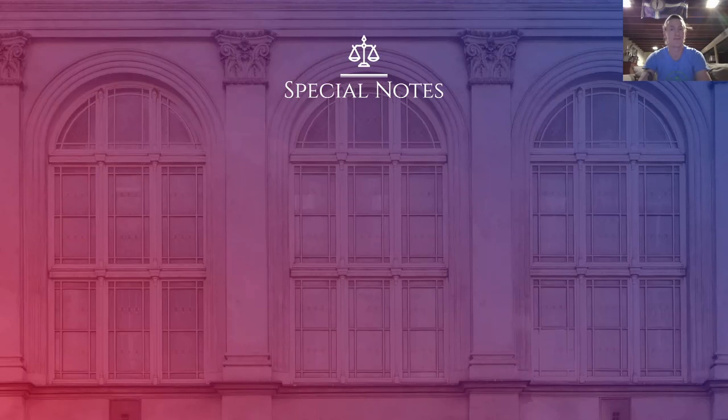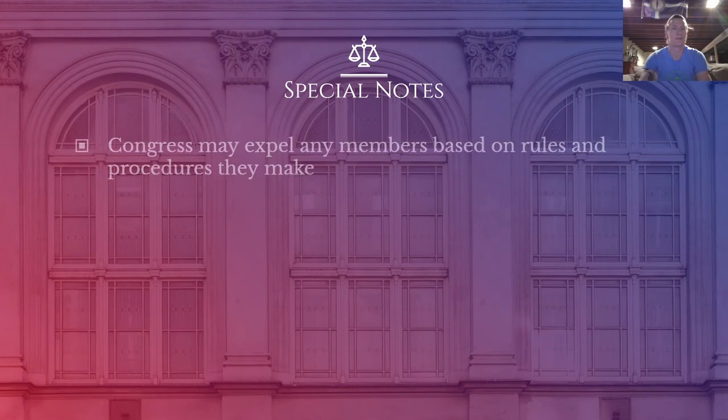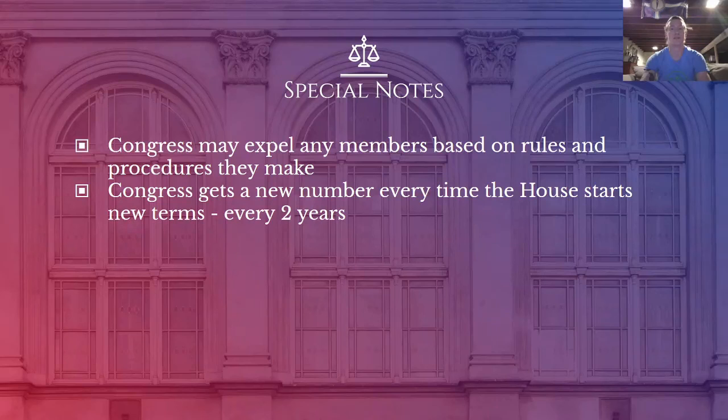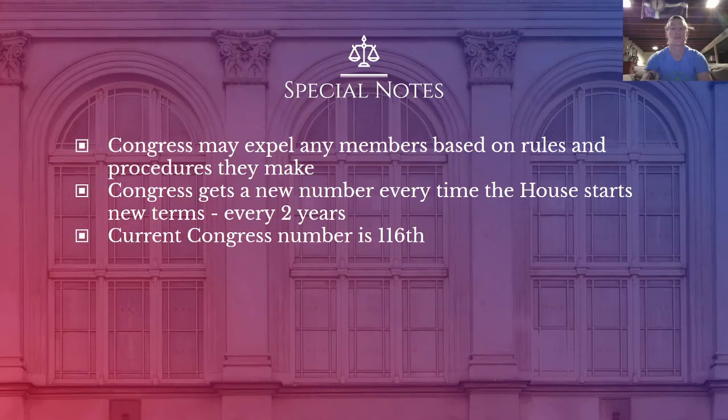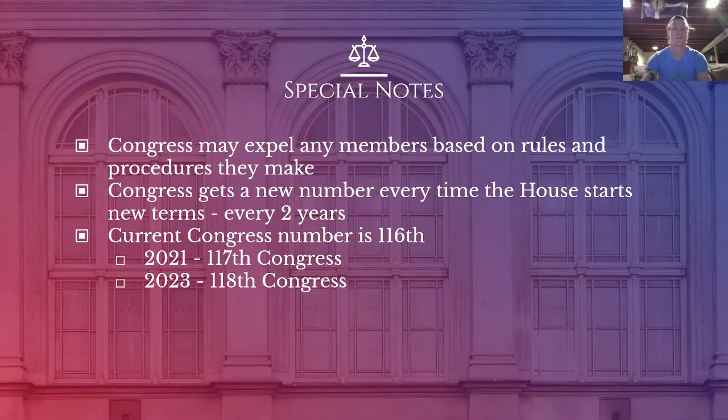Now, special notes before we end this up. Congress may expel any members based on rules and procedures that they all make. All right, so they're going to round up in an area, and this is what we agree to do. Congress gets a new number every time the House starts new terms, so every 2 years. So the current Congress is on the 116th Congress. In 2021, we will begin the 117th. 2023, the 118th, so on and so forth. All right, so this is what I got for you today.